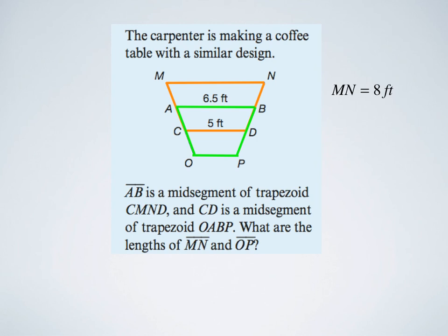If CD is the mid-segment and CD is 1.5 feet less than base AB, then base OP is 1.5 feet less than the mid-segment. So OP is 3.5 feet. So there we've reviewed the properties for kites and trapezoids.